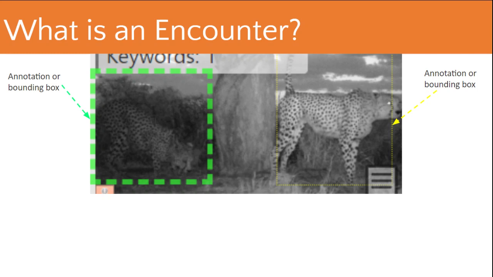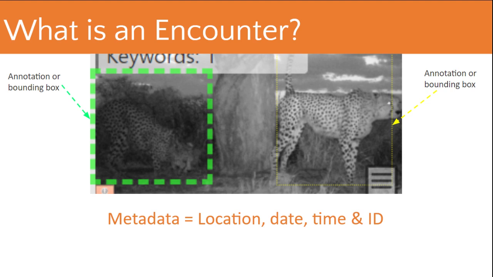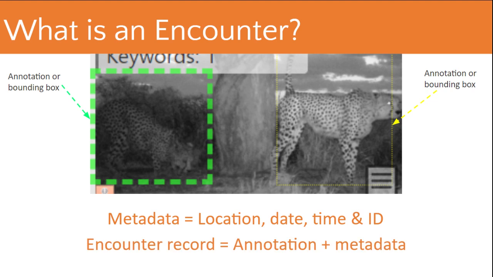Since the date, time, and location of this photo is the same for both animals, that metadata is duplicated in each encounter record. Additionally, in Peanut's encounter record, the ID, which is also considered metadata, is included. Once the other cheetah is identified, his ID will be assigned to his encounter record. So to summarize, an encounter record is the annotation, that is the animal inside the bounding box, plus the relevant metadata.